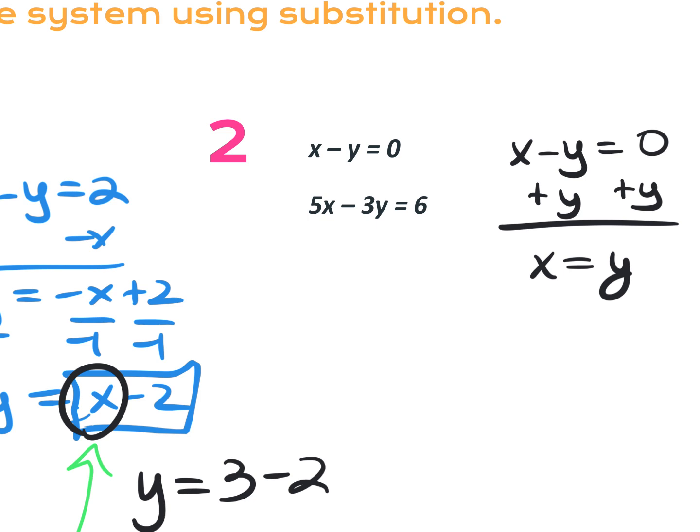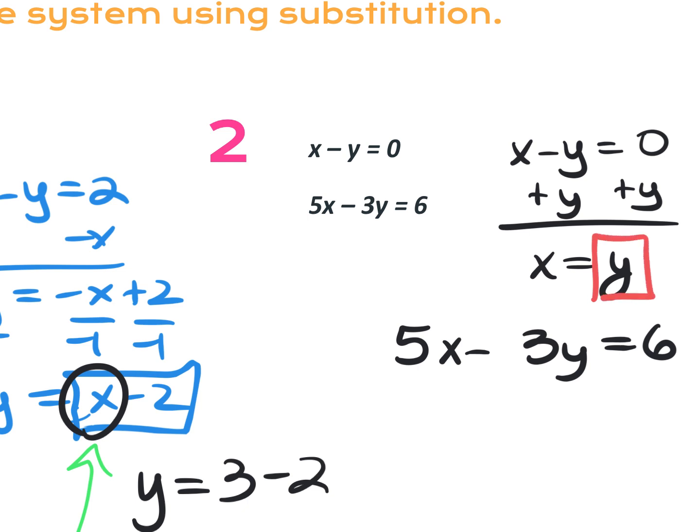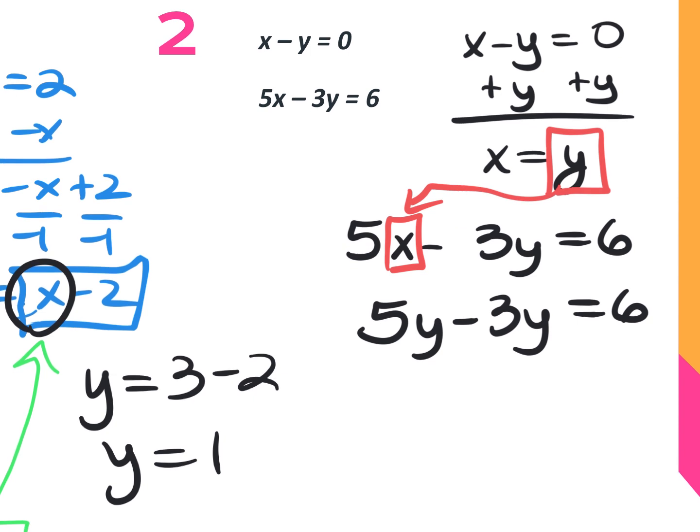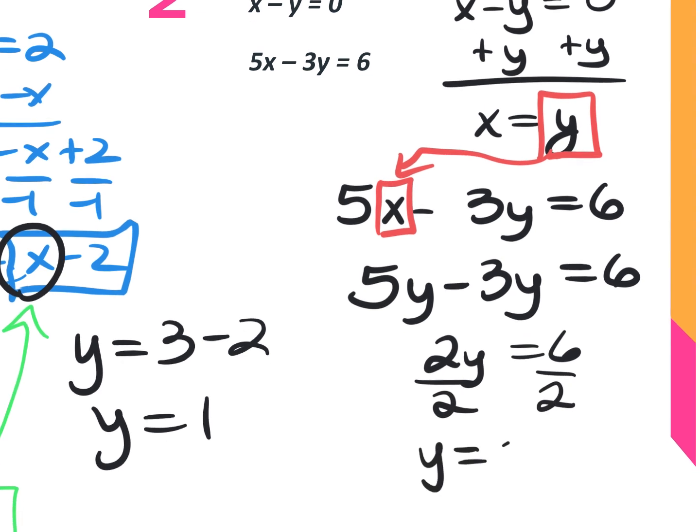So now I'm going to take my second equation, the 5x minus 3y equals 6. Because I solved for x, I'm going to take what x equals, which is y, and replace x with what it equals, which is y. So now I'm going to do 5y minus 3y equals 6. And now add my like terms. 2y equals 6. Divide by 2. And y equals 3.